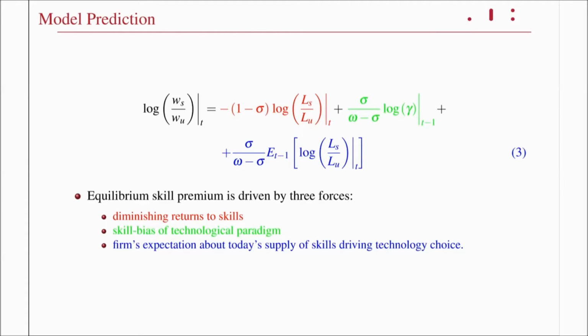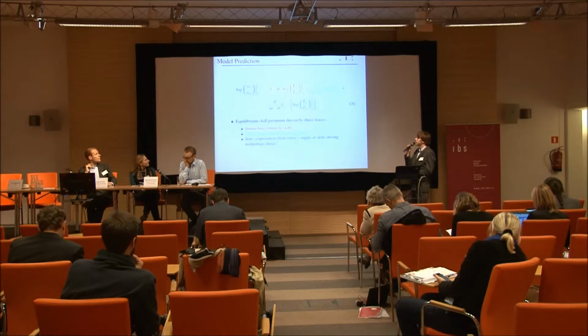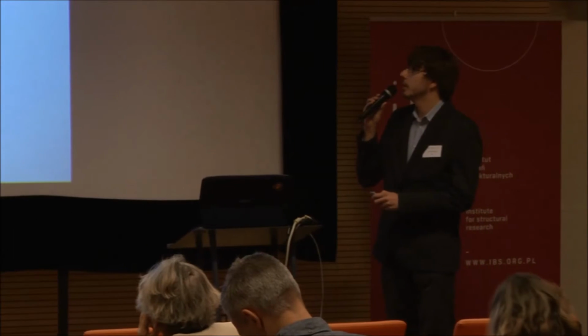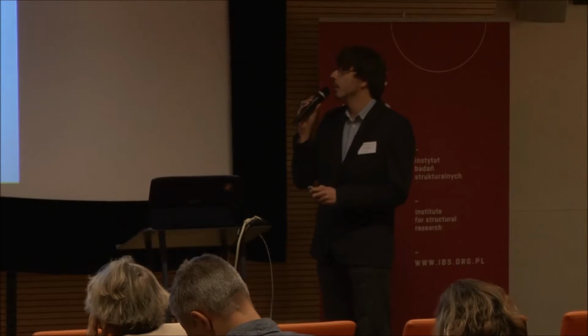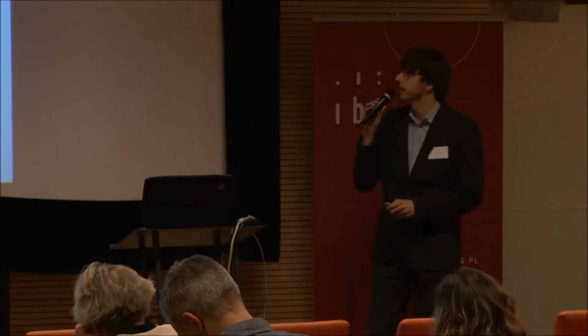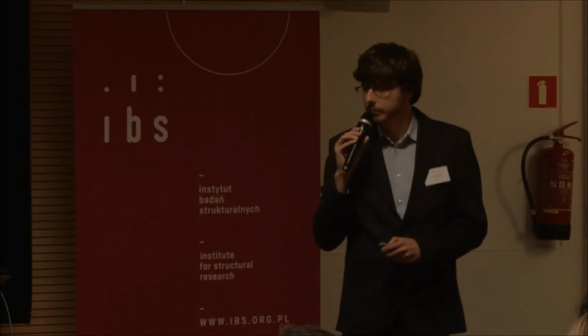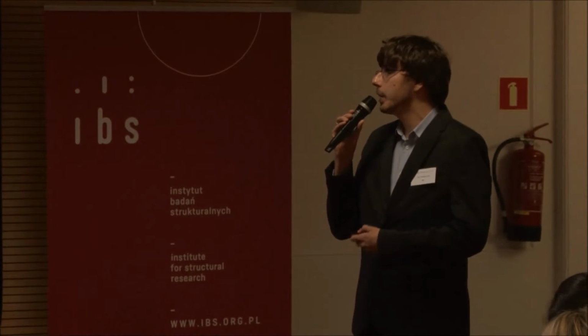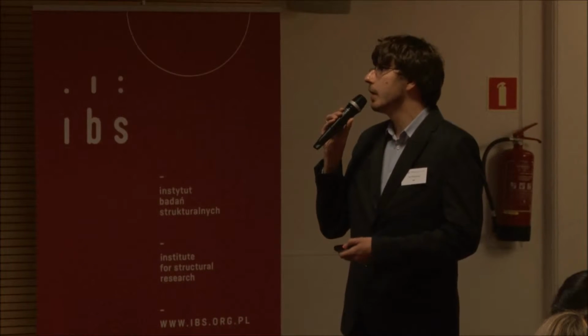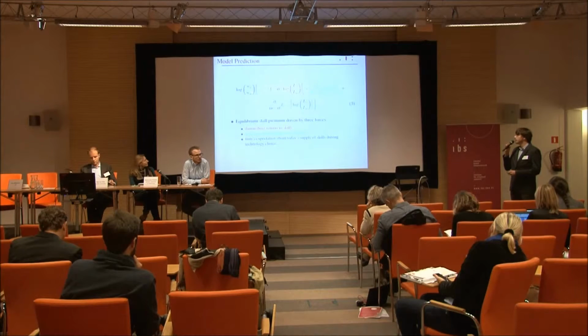I don't want to go through all the derivations, but the model prediction is pretty simple. You get three effects. First is the typical downward sloping demand curve due to diminishing returns to skills. If you have more skilled workers, then the marginal productivity decreases and the wages will decrease in equilibrium. Then the second effect is the skill biasness of the global technological paradigm. If the technological paradigm is becoming more skill intensive, you have more possibilities for interesting technologies, production methods for skilled workers, and again, their relative wage goes up.